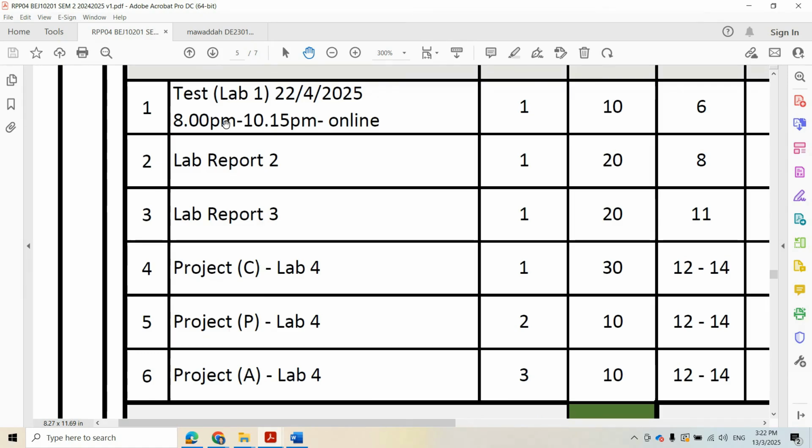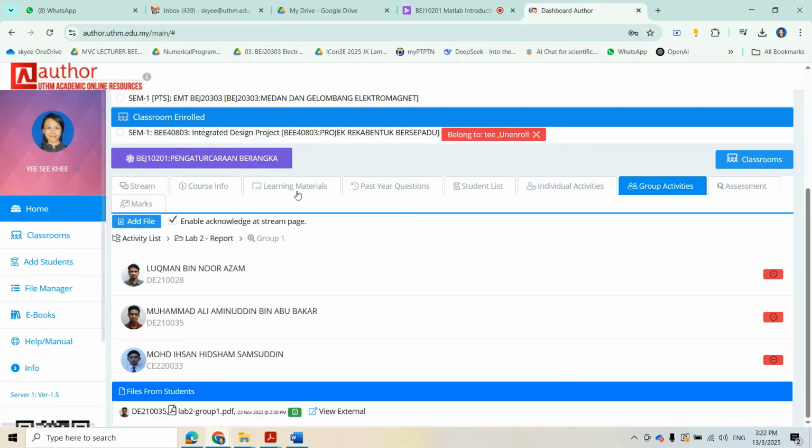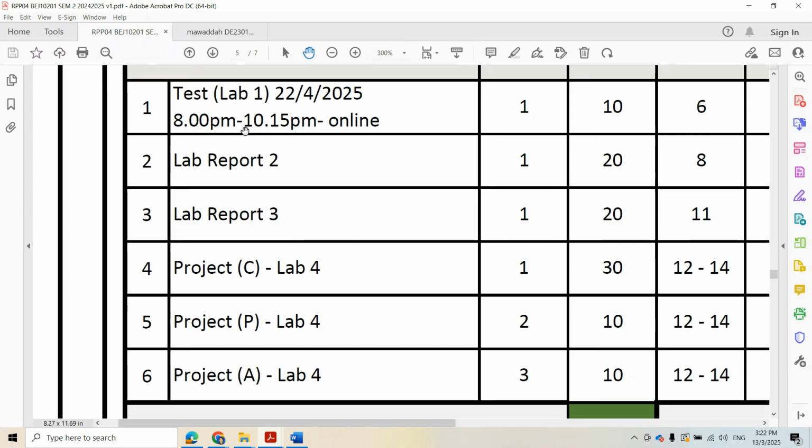You have a test, and the test date has been fixed. It is on 22nd of April, 2025, and it will be conducted online through the Otter platform. So what is Otter? Let's see what Otter is. This is the Otter platform. You will be conducting your test here, online. It is at night time.